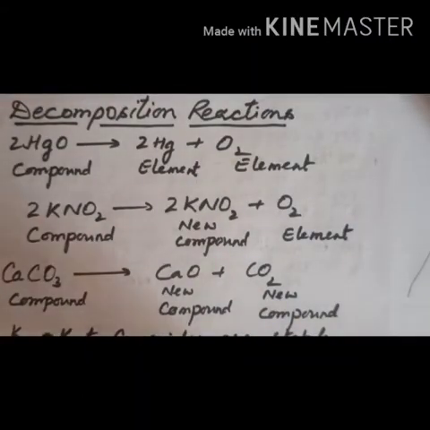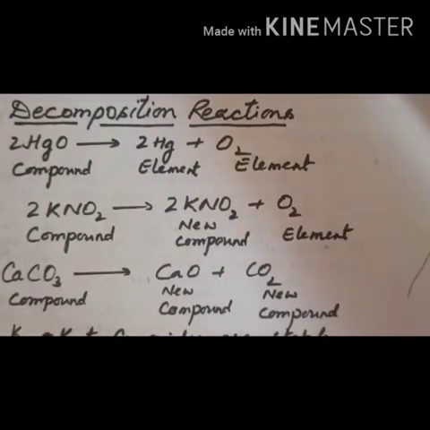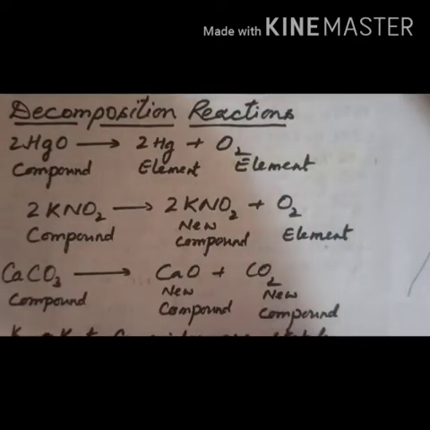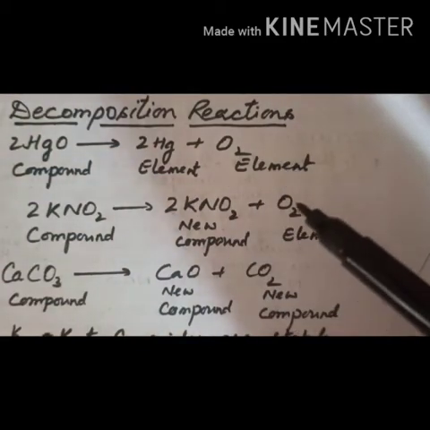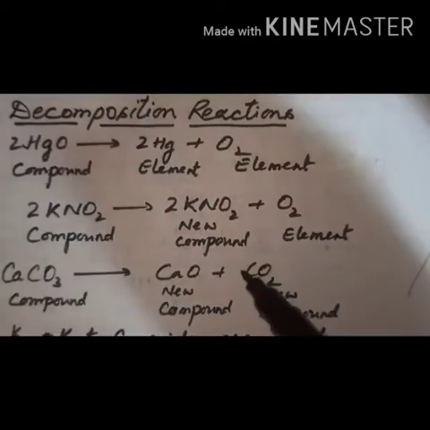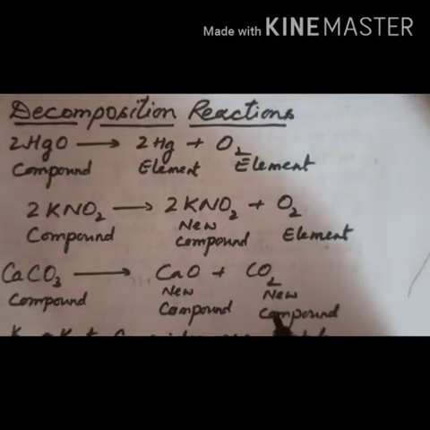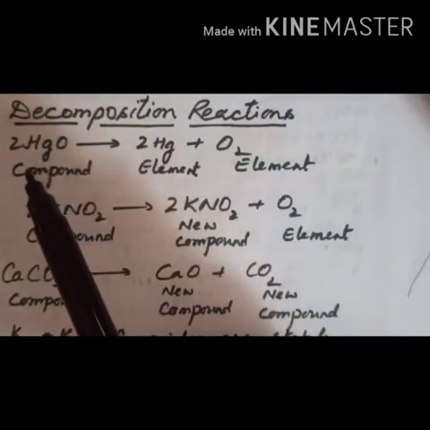Now, what are decomposition reactions? A chemical reaction in which a chemical compound decomposes into two or more simpler substances, right? And the simpler substances which are formed may be elements, or compounds, or an element and a compound, or two compounds. Just look at the example, mercury 2 oxide.